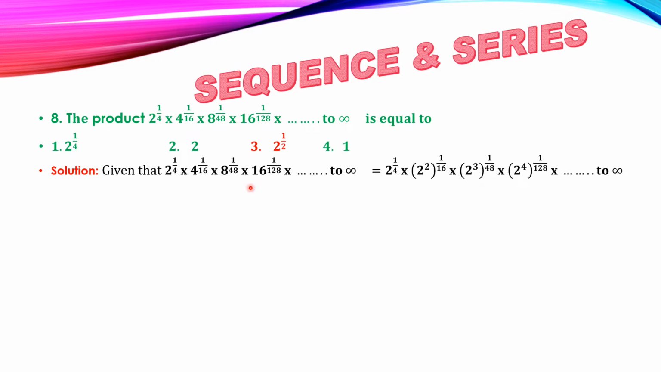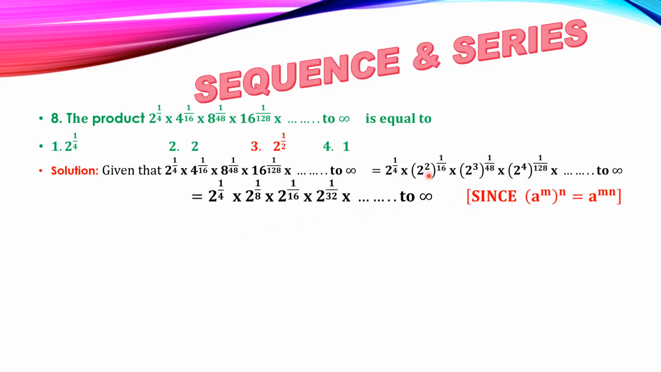Now we go to the solution. The given series is 2 power 1 by 4 into 4 power 1 by 16 into 8 power 1 by 48 into 16 power 1 by 128 into and so on to infinity. Here we write 4, 8, 16 in powers of 2, that is 2 square, 2 cube, 2 power 4 and so on.